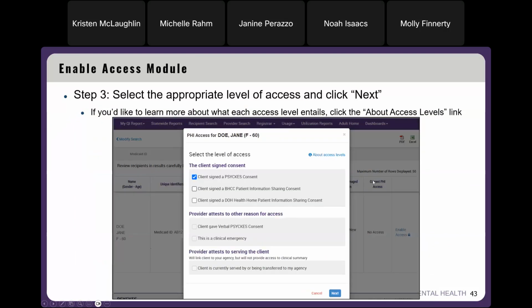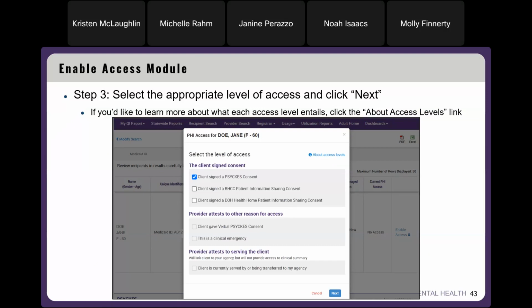All right, so the first thing I have to do after I've found my person is what level of access do I have to Jane's information? Did she sign the PSYCKES consent form or another one of the consent forms? If she didn't sign a PSYCKES consent form, did she give a verbal consent? Or is this an emergency and I have to break the glass? If it's none of these above, am I just saying that, hey, I know I'm serving this client and it's going to link it to the agency, but that's as far as it's going to go?